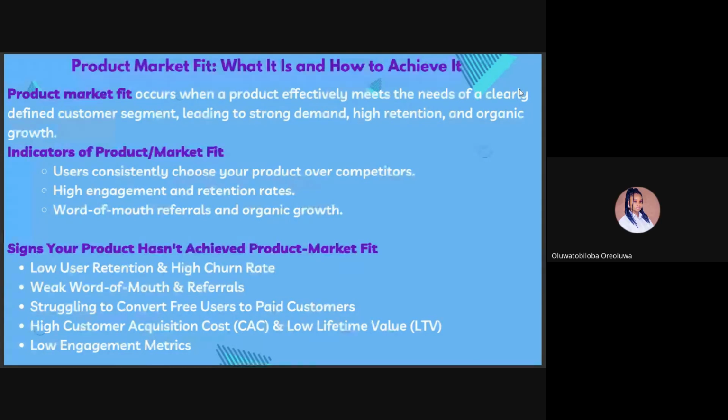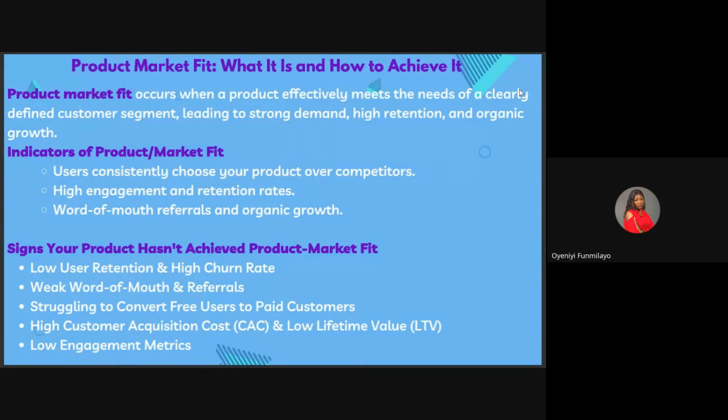No. Okay, exactly. So you need to make sure that people will choose your product 1,001 times compared to your competitors. Then there will be high engagement and retention rates.